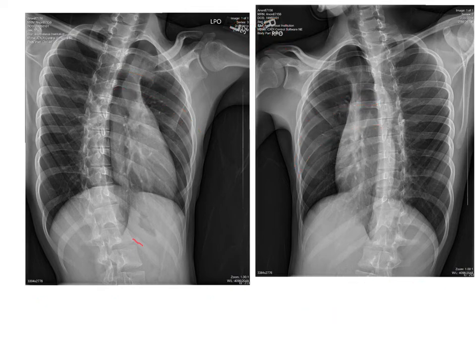Now, what about our positioning criteria? How do we know we have the correct obliquity? Let's look at this LPO here on the left side of your screen. All right, we have elongated left side ribs, so that's a good indication that we've done the right thing. We've obliqued our patient enough.